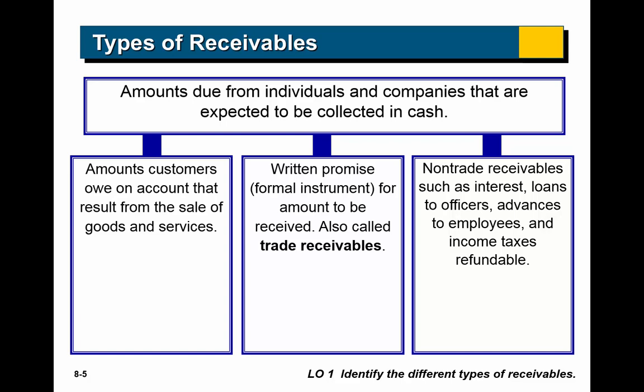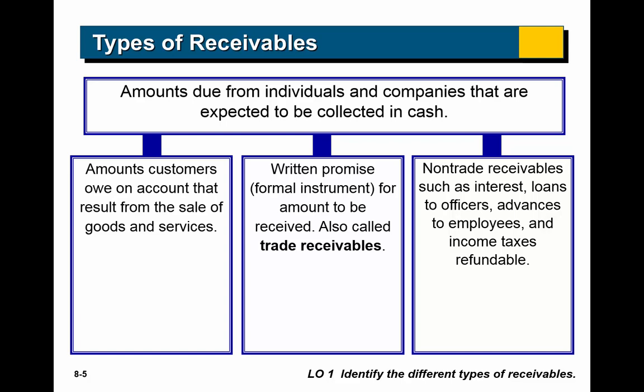We'll just jump into the types of receivables. They're broken down into account receivables. Those are amounts customers owe on account that result from the sale of good or service. So if I sell something to my customer and they don't pay me at the time of sale, then I have an account receivable. There's trade receivables.